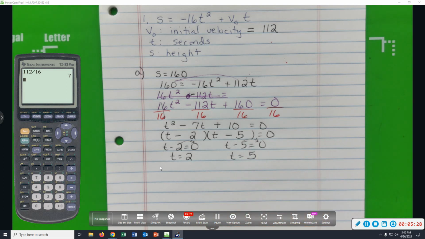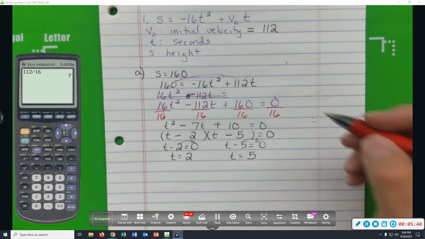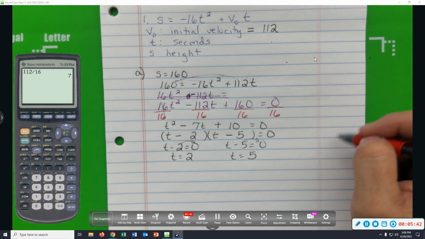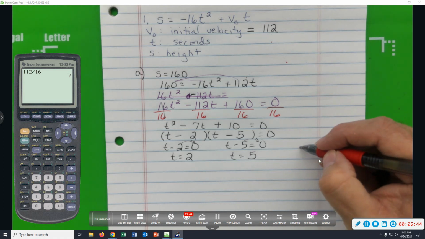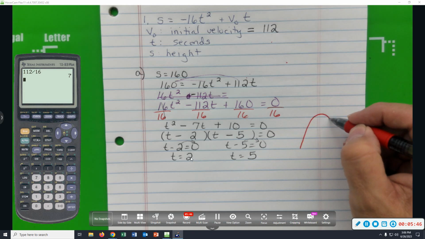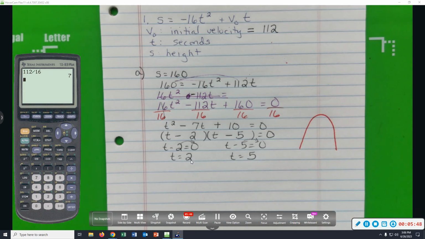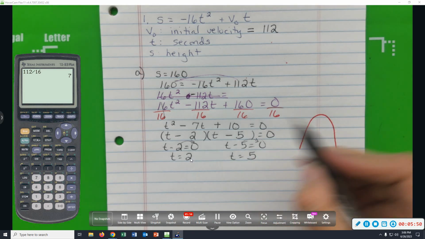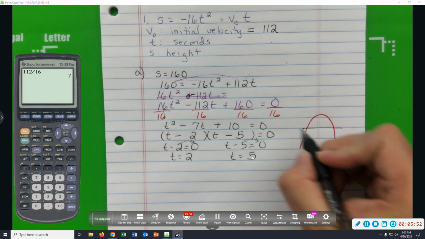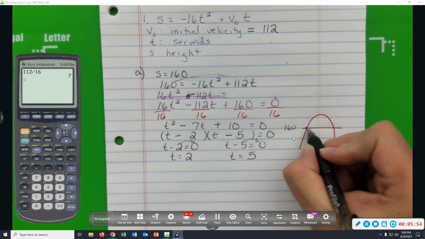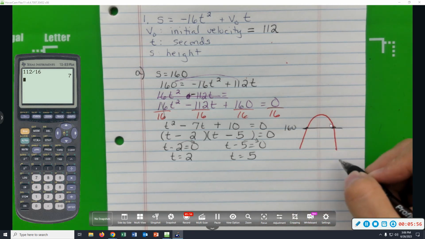So wait a minute. That means there are two different times when the height of the object is 160 feet. Well, does that make sense? Sure it does. It's going up. And then what does it do? It comes back down. Yeah. So after 2 seconds, it's up to 160 feet. And after 5 seconds, see, 2 times. On the way up and on the way down.